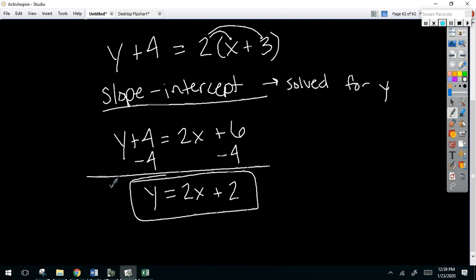What's the slope of my line? What's my y-intercept? One more? Okay. So wait.